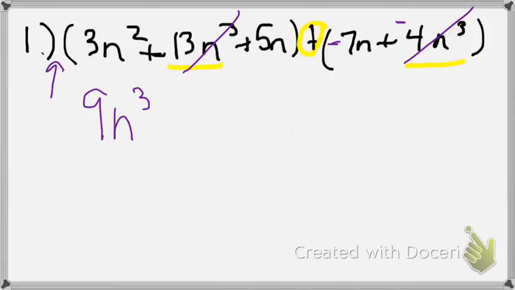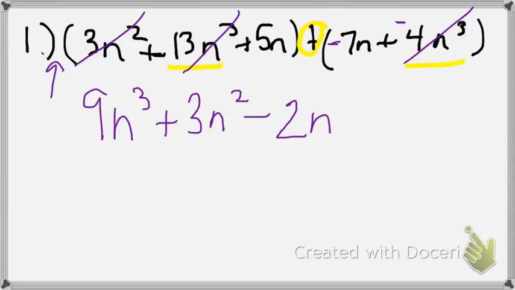What comes next? Yeah, we were looking for anything to the second. There's only one n to the second, so we cross them out. What's next? The n to the first. And how many n to the first do we have? Negative 2, because that's a positive 5 plus a negative 7. Don't forget my n. Do we have any constants here?